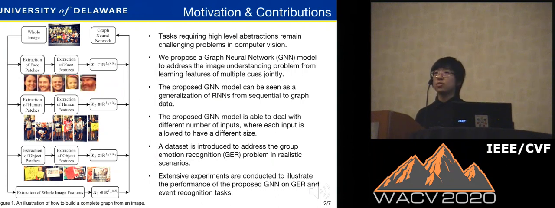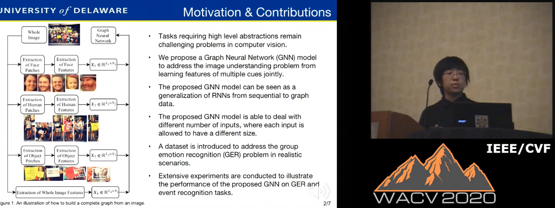When you have a task which is very complicated, for example, understanding the overall emotional state of a group of people in the image, multiple cues, including faces, human bodies, and objects are always used. So we propose a graph neural network to better aggregate information from those cues, which can be seen as a generalization of RNNs from sequential to graph data.